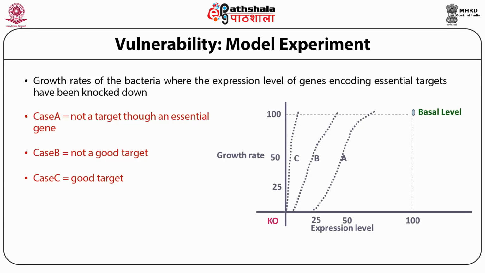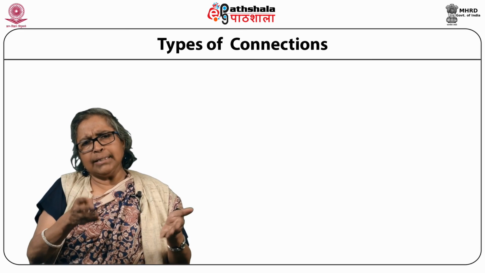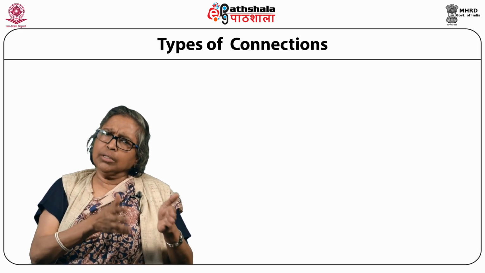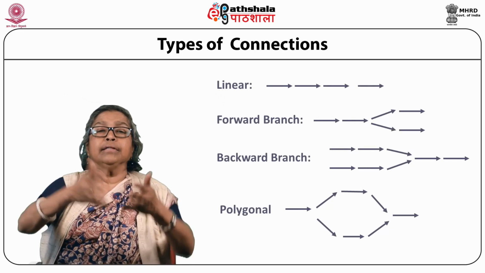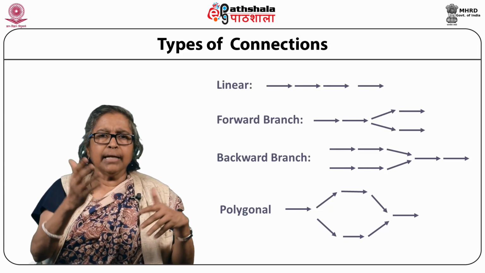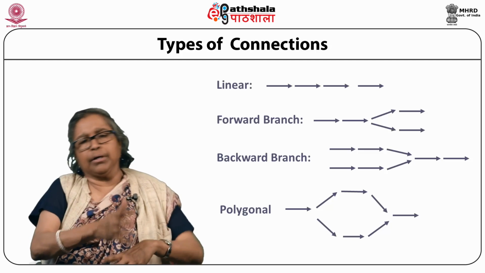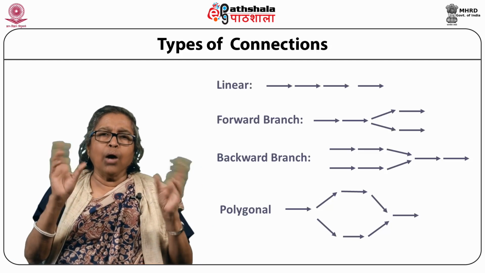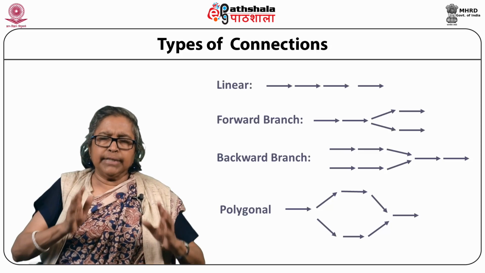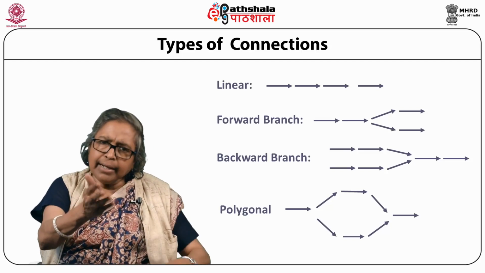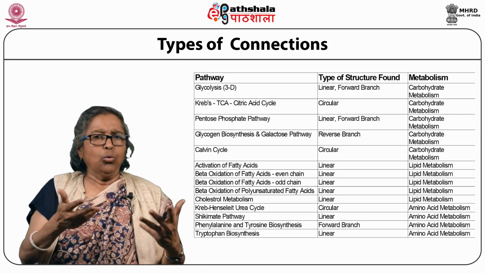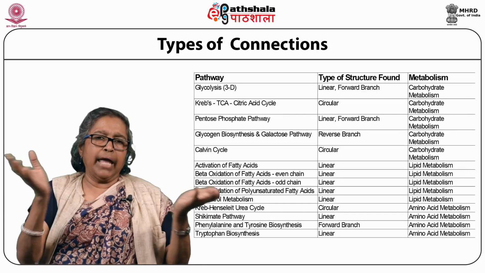The vulnerability plots, what I have shown here, are available from previous data, what I have shown you earlier. We have to understand also that it is not just one enzyme or one pathway. There are several different kinds of connectivity in the pathway. Some are linear, some are forward branch, some are backward branch, some are polygonal. So how can one develop a generic method which will take care of all the connectivity? It is not only the connectivity. The next slide shows us how diverse pathways exist in the cell.